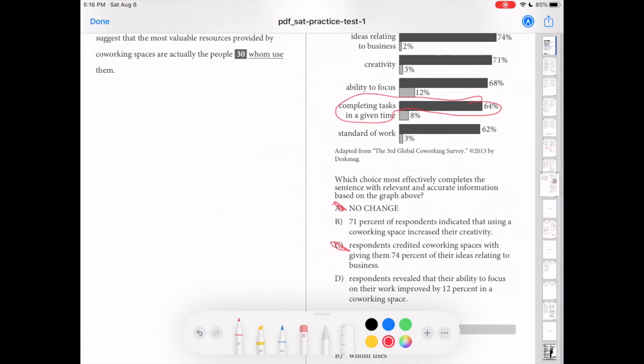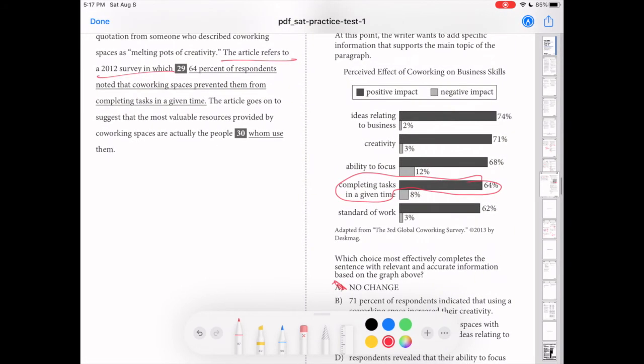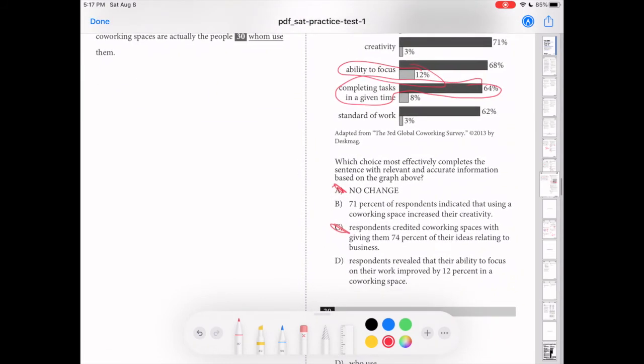D, same problem as A and C. First, the data is flipped. 12% is negative impact, so that wouldn't actually be an improvement as D stated. And remember, this survey is about people's responses, not improvement of ability of any sort. So 12% improvement or whatever is wrong as well. That makes B correct.